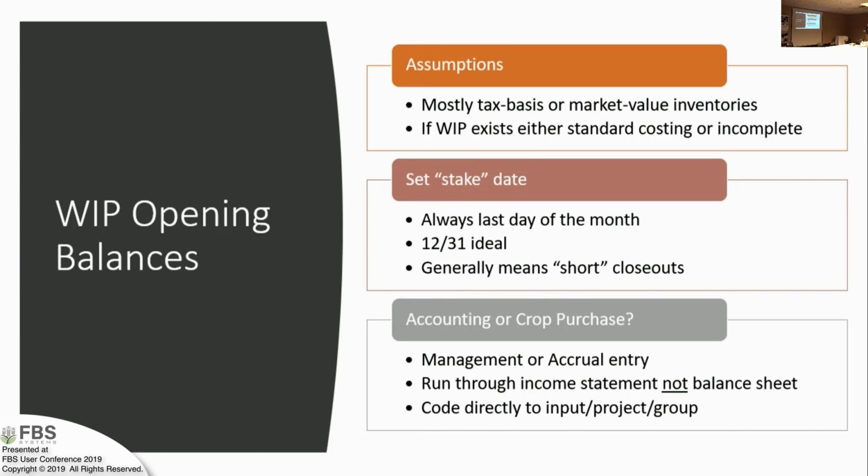But if I do it through the balance sheet, I use a management or accrual entry, and one of the mistakes made is posting that directly to a balance sheet account, an inventory account. That won't work, because with E.CLIPSE we want to run it through the income statement as a purchase, and then the system will move it to the balance sheet. So you need to code it directly to the input, to the project, to the group, whatever it is. It's going to be a purchase to get it into inventory in the prior year or prior period. Any questions or observations on that? Everybody's done that? Understand what I'm talking about?